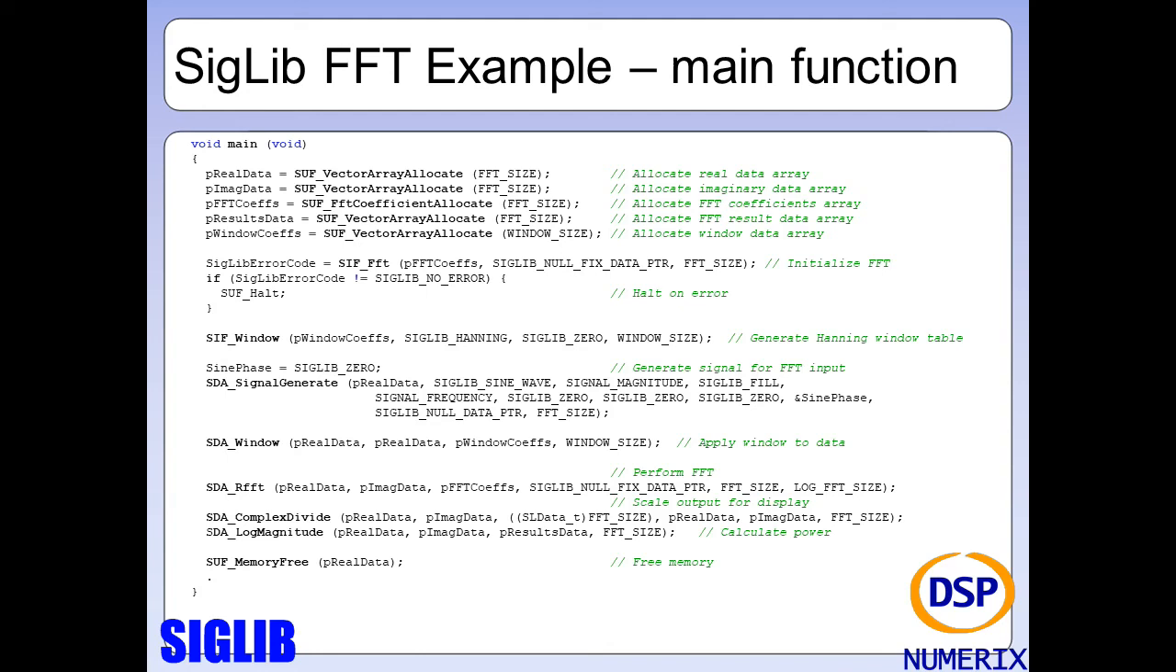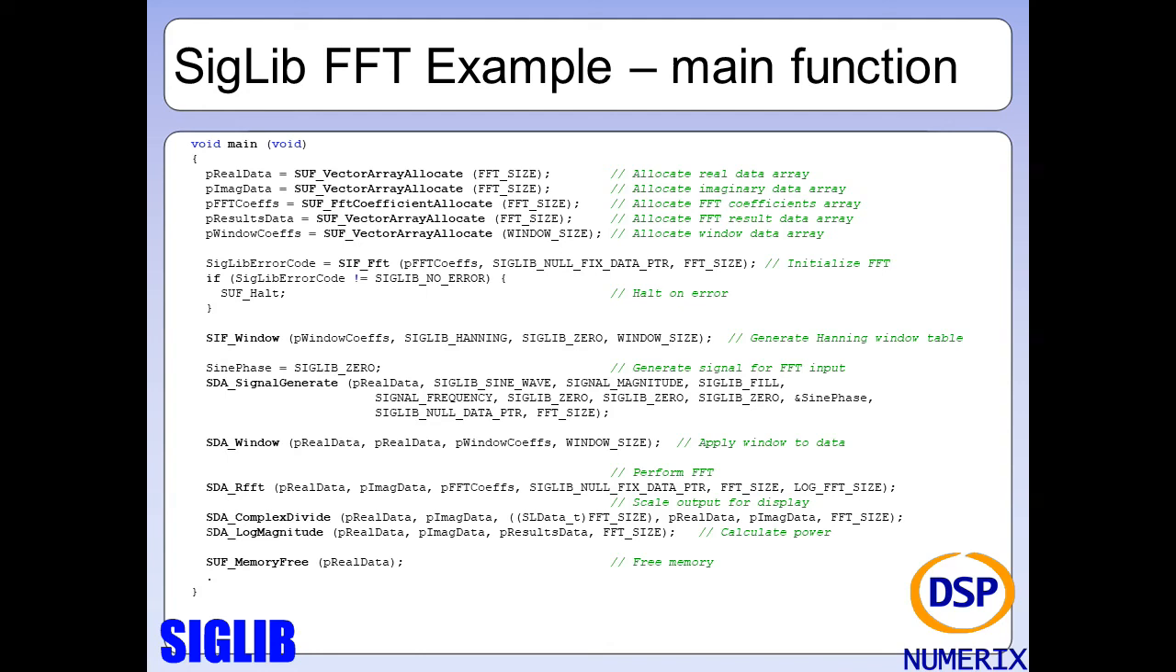Having performed the real FFT function, we will now scale the results, because whenever you perform a discrete fast Fourier transform on a dataset, the output data is scaled by the size of the fast Fourier transform. So we need to take the output of the FFT function and scale the data back down to the appropriate size. So we use the SigLib data array function complex scalar divide, and this will scale the data by the FFT size as shown in the slide.